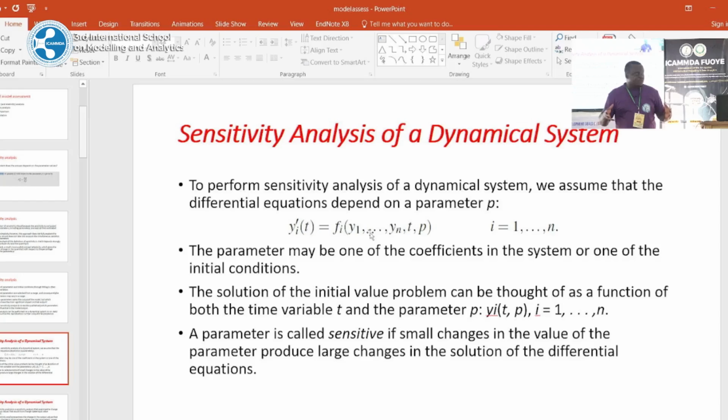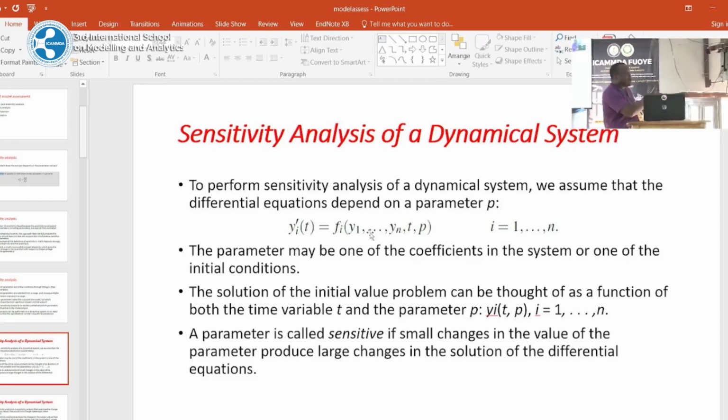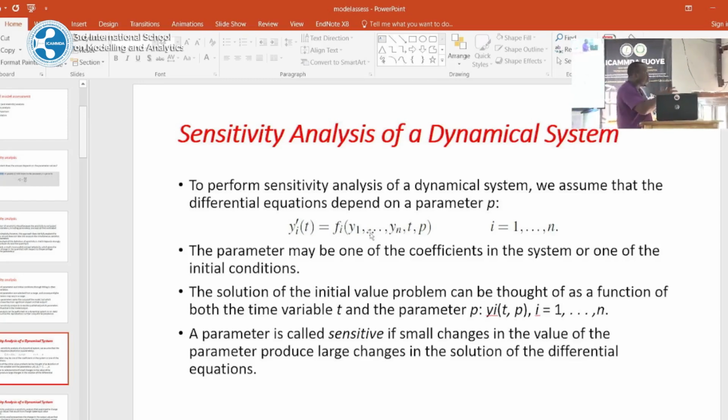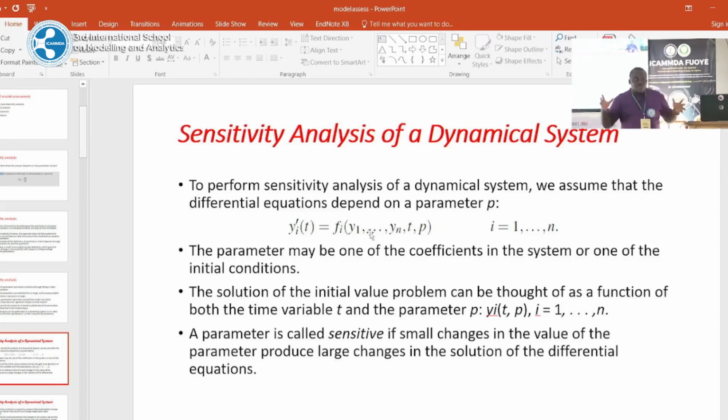Are you getting me now? From the point of view of mathematics, I'm studying a mathematical model from the dynamical system point of view, not from the view of a numerical analyst who is interested in finding the error and all of that. So these are two different aspects.